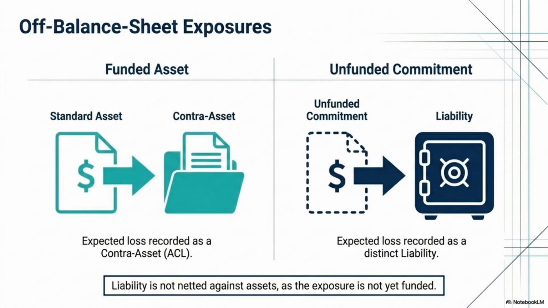Off-balance sheet credit exposures, such as unfunded loan commitments, require their own entry. The credit does not go to the allowance for credit losses contra-asset. Instead, you debit credit loss expense and credit a separate liability for off-balance sheet credit losses. This liability sits in other liabilities or accrued liabilities on the balance sheet. It is not netted against any asset because the funded asset does not yet exist. This distinction matters both for balance sheet classification and for disclosure.